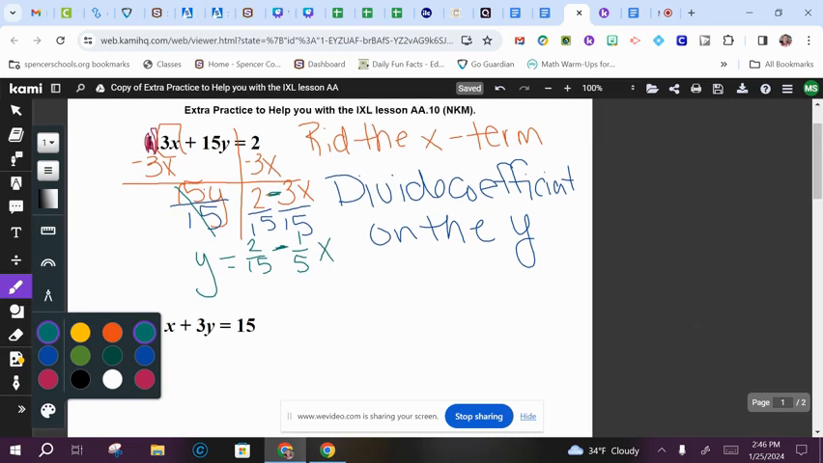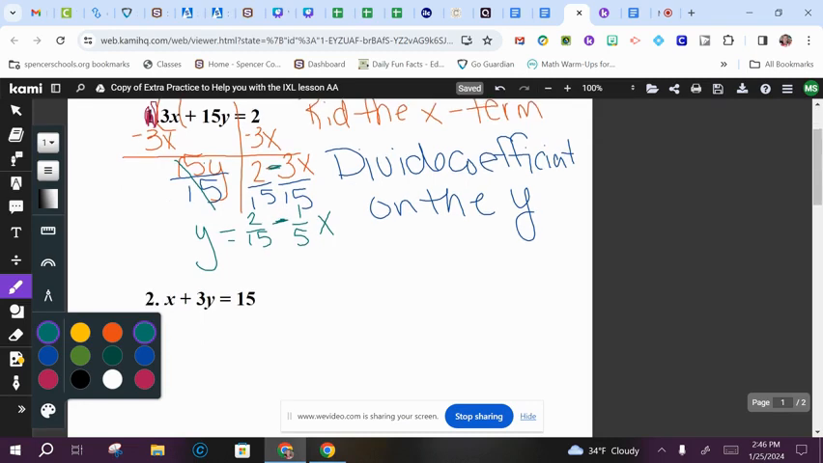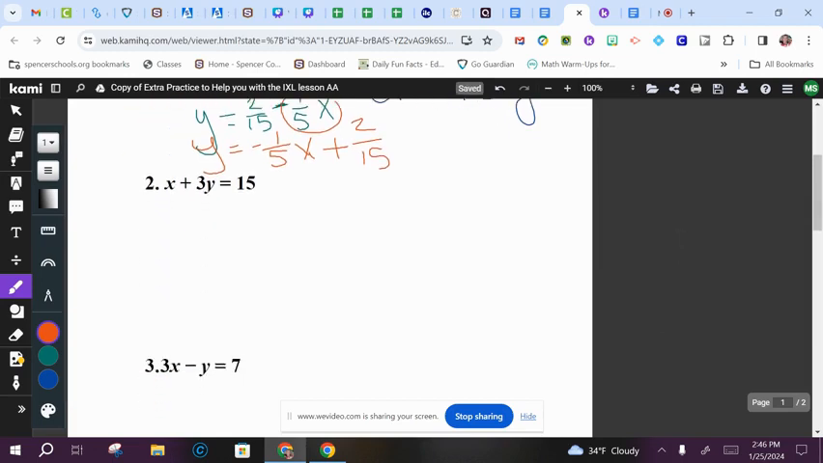Now to put it in correct slope intercept form, we're going to flip that around. So remember, this is my term with my slope, the mx. So my slope is negative 1/5 x, and I'm going to add 2/15. All right, let's do another problem here.